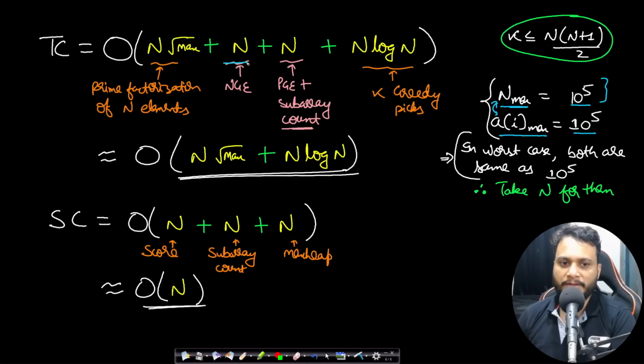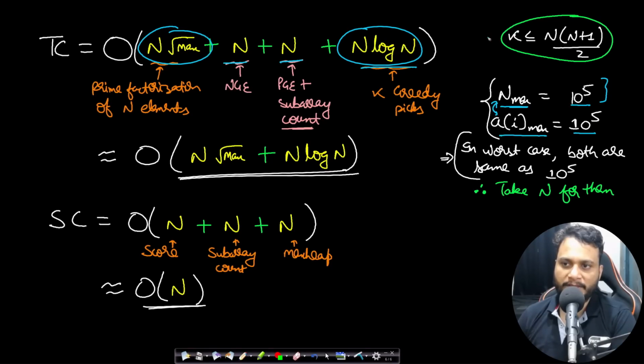Order of n for the next greater element, order of n for the previous greater or equal element, and also creating the sub-array count. Then n log n for the k greedy picks using the heap or sorting, right? So in this case, these two may be larger. Therefore, we can write it as n square root of max plus n log n, right?